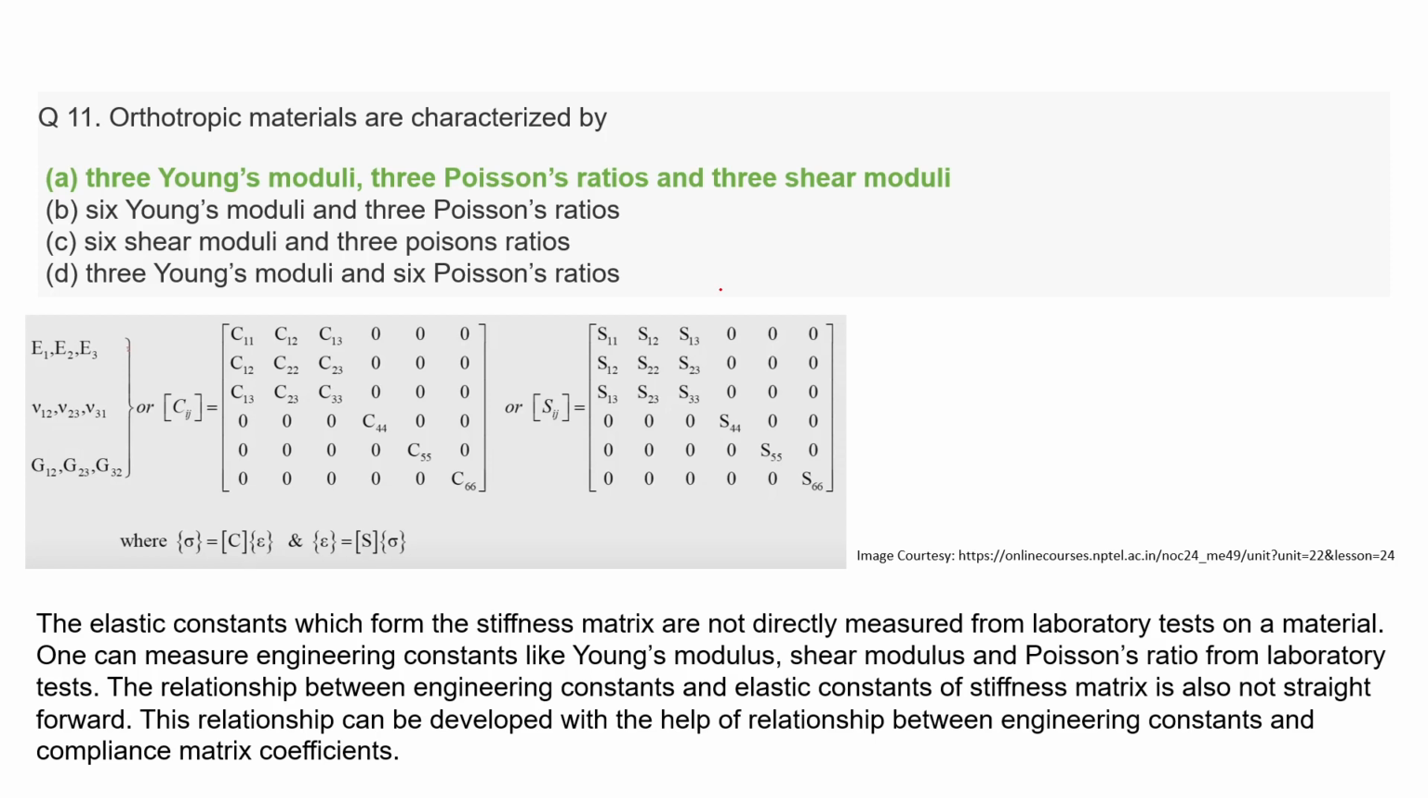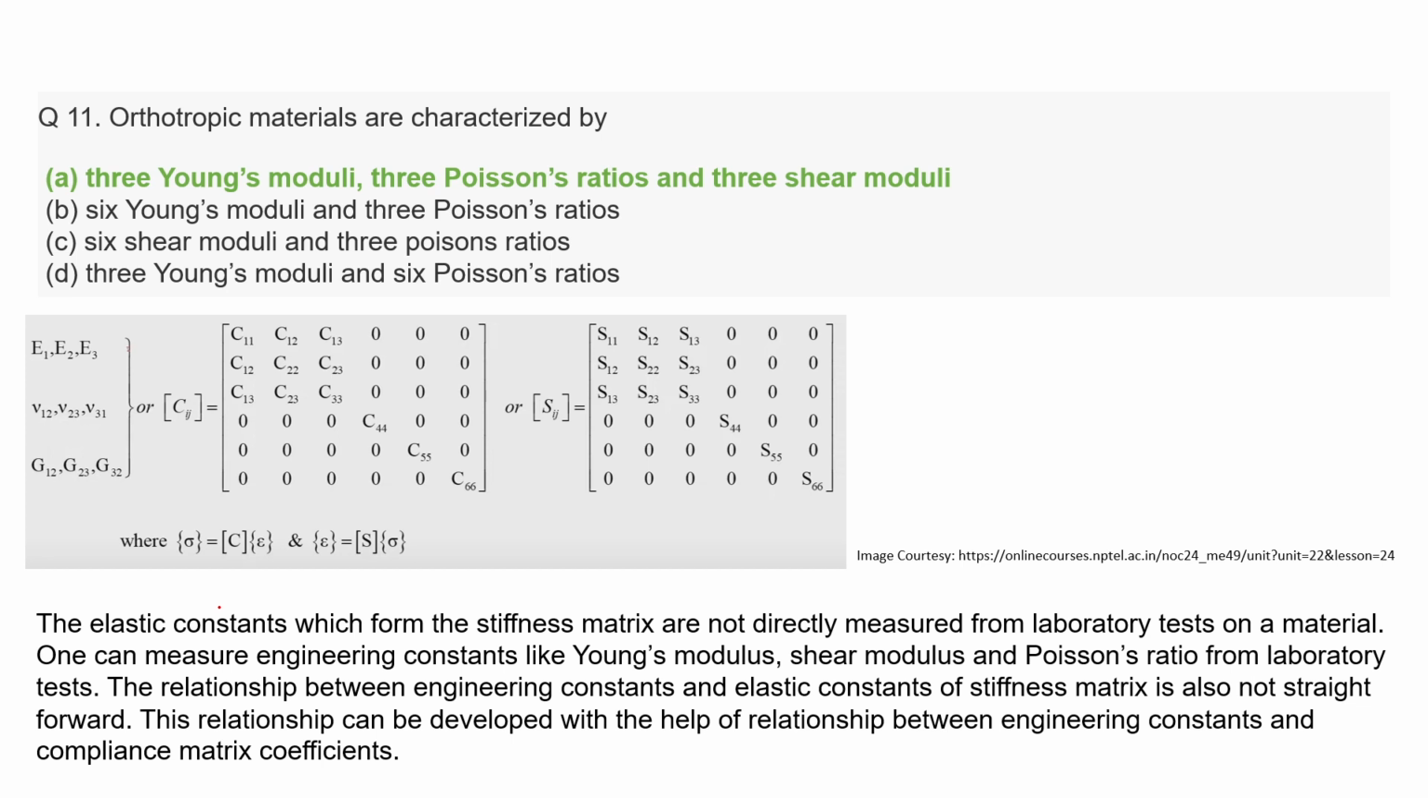So, Young's modulus, Poisson's ratio, and shear modulus are engineering constants. Engineering constants are like the relation between the stress and strain. The Young's modulus gives us the relation between the stress and strain in that direction. The shear modulus gives us the relation between the shear stress and strain in a certain direction. And Poisson's ratio is equal to the ratio between the transverse and the longitudinal strain.